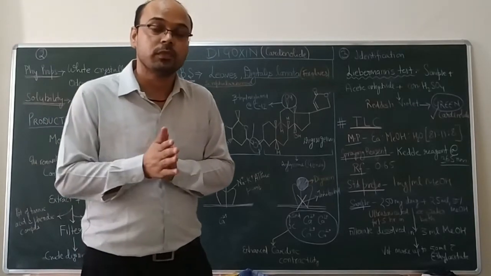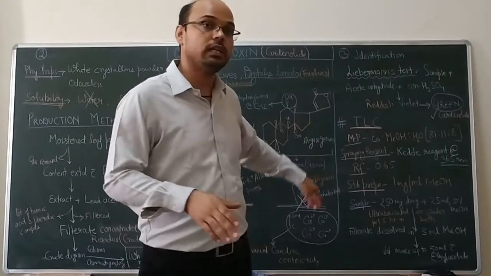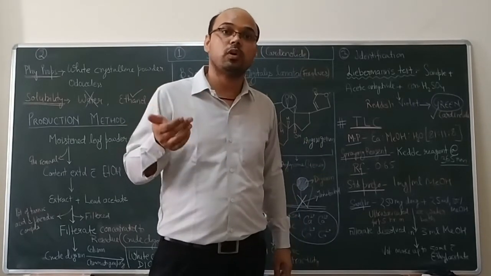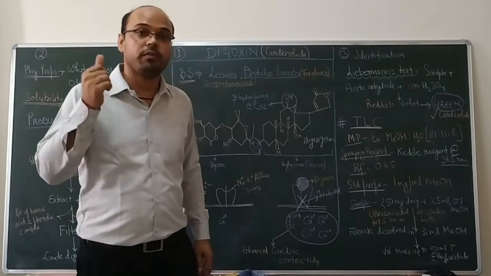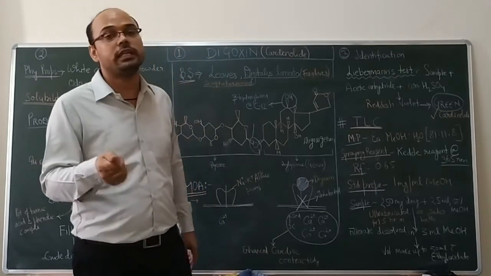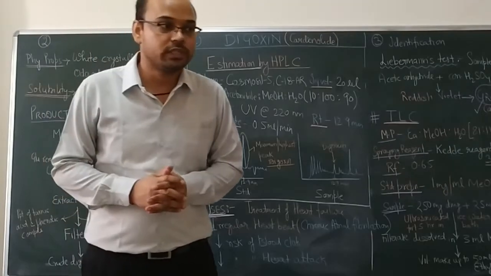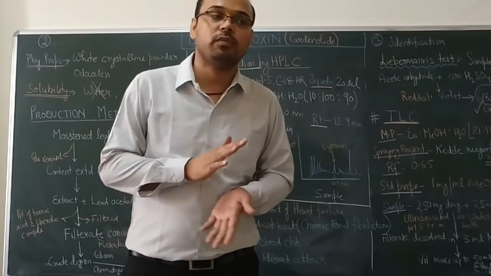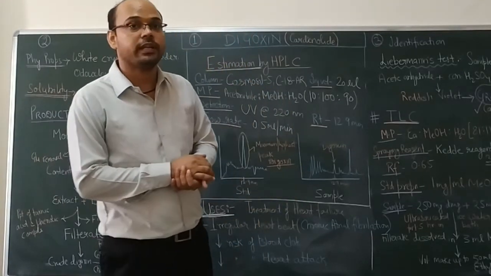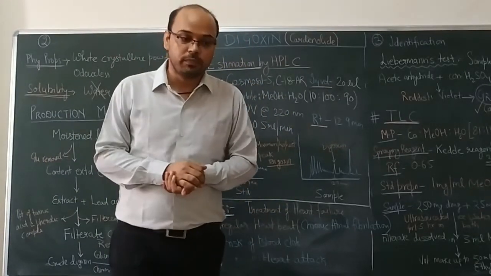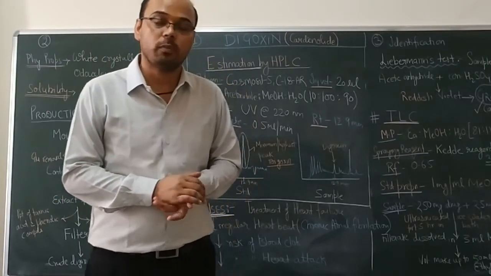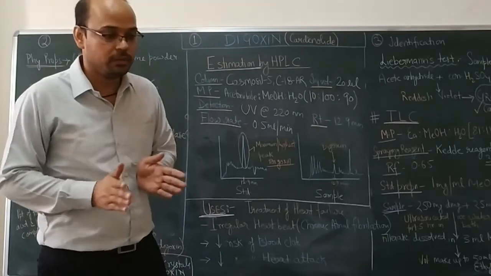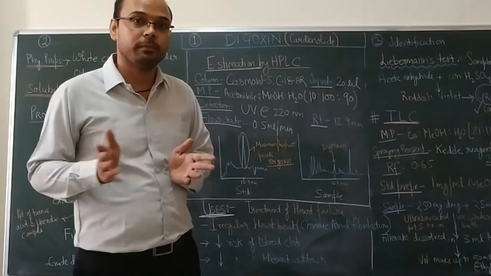Up to 50 ml. So this is the TLC procedure which we can use for the estimation of our phytoconstituent digoxin in our sample. We can also use the sophisticated technique of high performance liquid chromatography for estimation of our phytoconstituent in a sample.